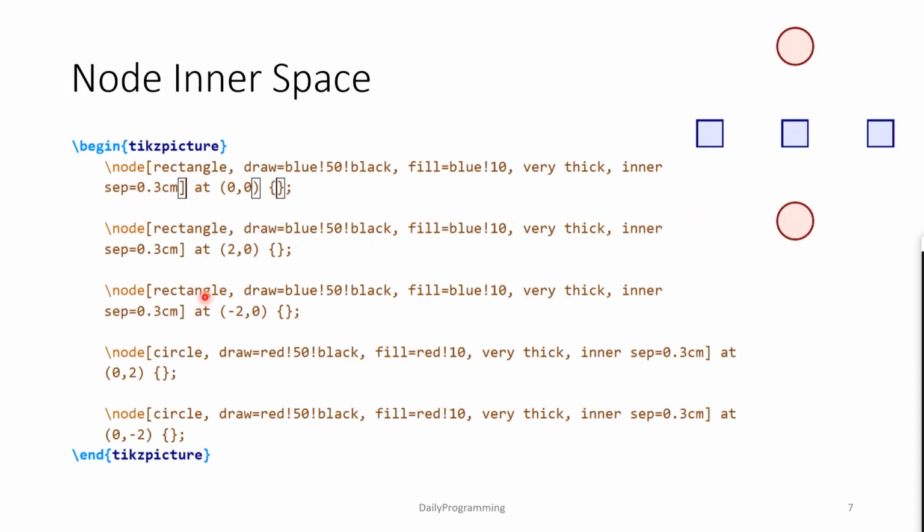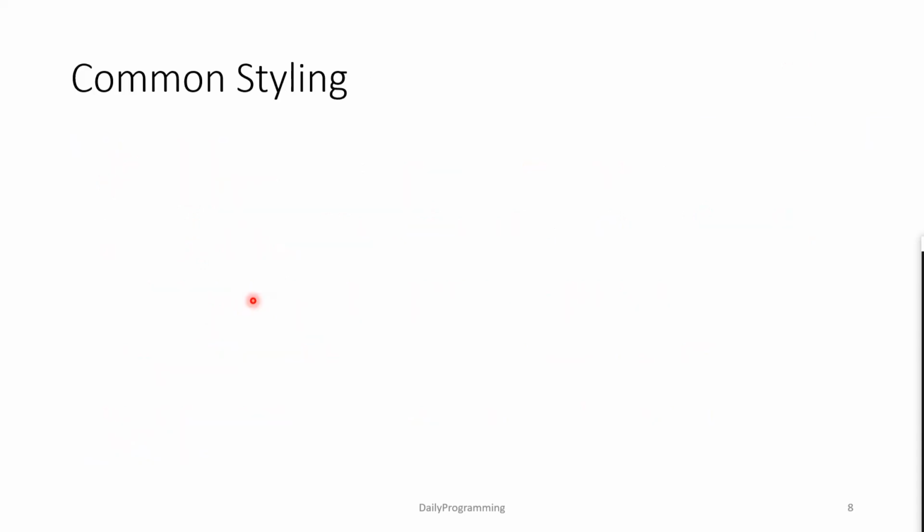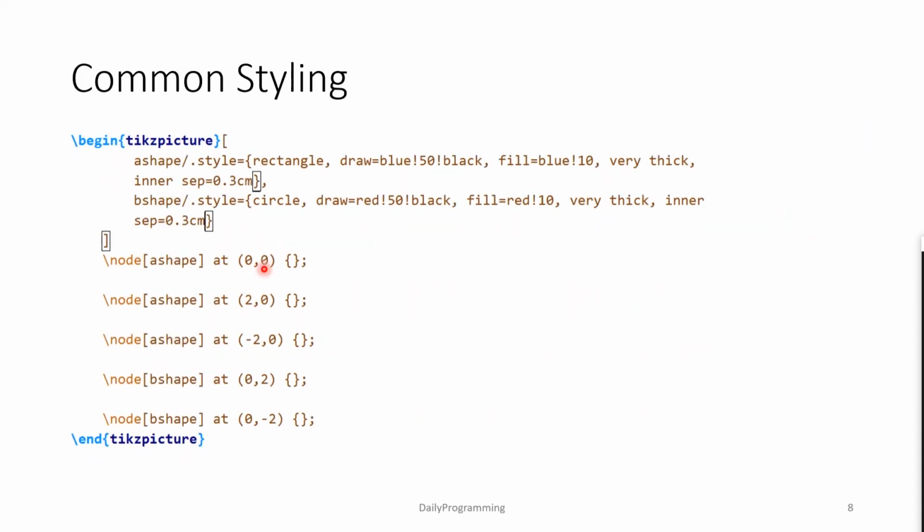Instead of styling each node separately, common styling can be applied. For example, after the begin TikZ picture, give the options here and give a name for a style. For example, A shape \dot style is equal to this. A shape is for rectangle styling: rectangle, blue color and inner space. Similarly, the second style is B shape. This is for circle, red color, thickness and 0.3 centimeter of inner space.